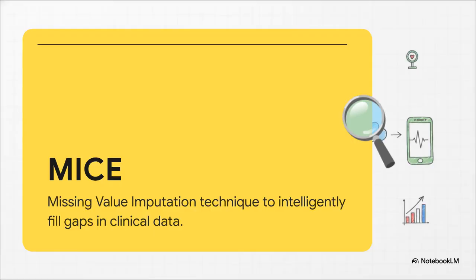I want to zoom in on step 2 for a second, because it uses a pretty vital technique. It's called MICE. That stands for Multiple Imputation by Chained Equations. See, in the real world, medical records are almost never perfect, right? They have missing values. MICE is an imputation technique that intelligently fills in those gaps in the clinical data before we even touch feature engineering. Instead of just throwing away incomplete patient records, which would totally waste our precious 303 data points, MICE robustly predicts what those missing values actually should be, so it completely preserves the integrity of our dataset.